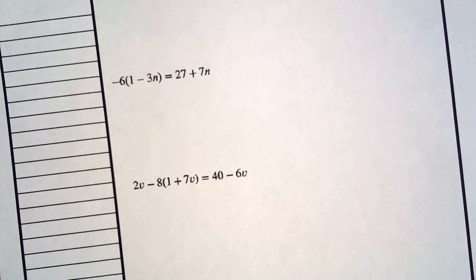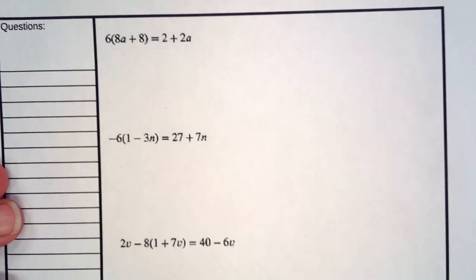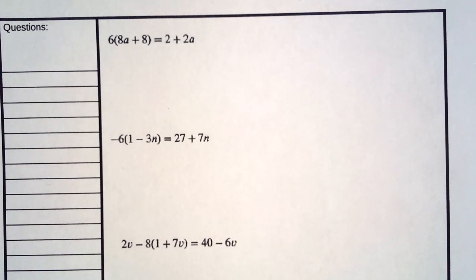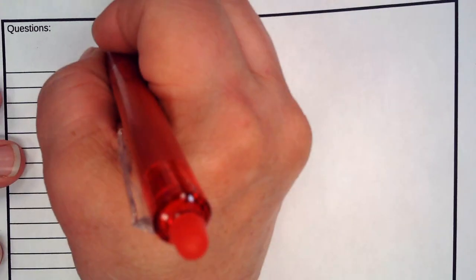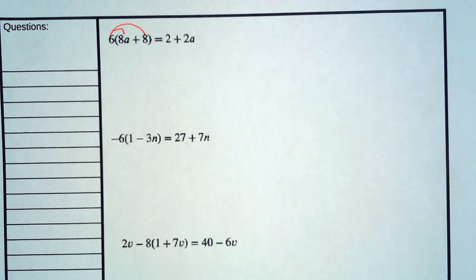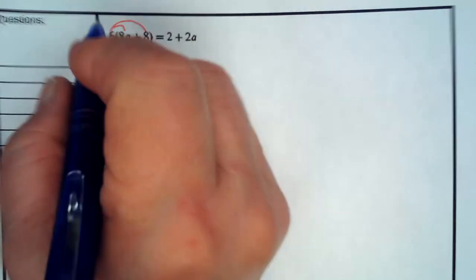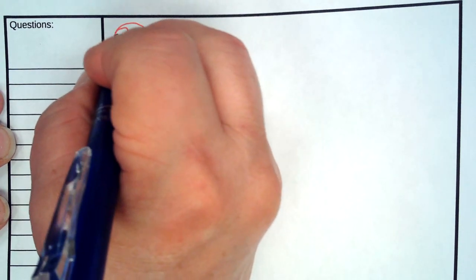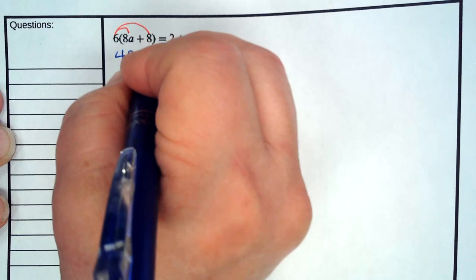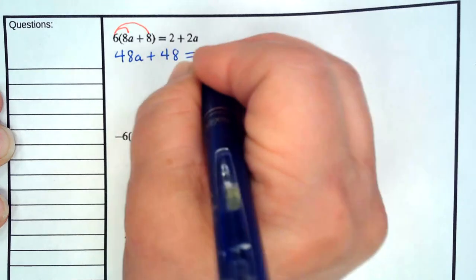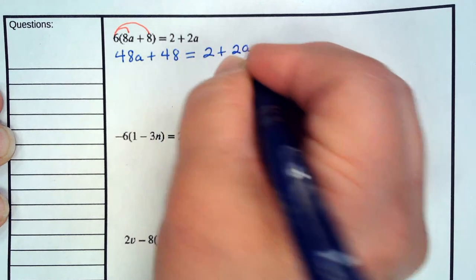Okay, now, for the next 4 problems, we have to do a little bit more work. This time we've got parentheses. Order of operations says do the parentheses first. Looking at the first one, we cannot combine anything, but we do have to distribute. This side is simplified, but this side we need to work with. 6 times 8 is 48, 48a, plus 48 is equal to 2 plus 2a.